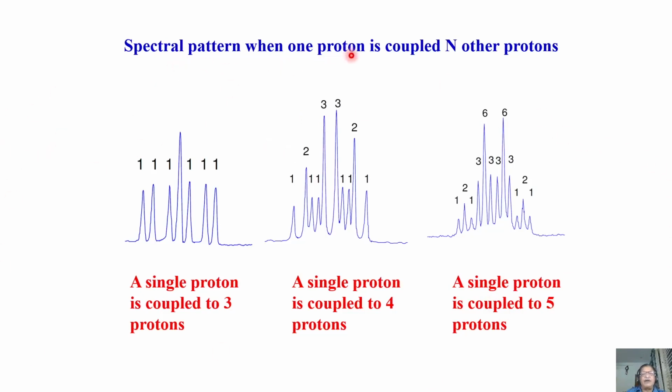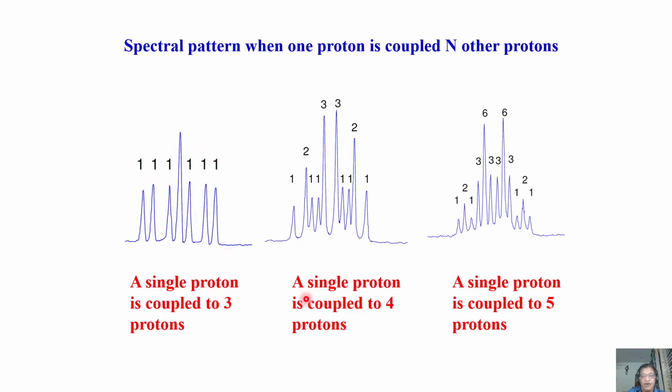The spectral pattern when one proton is coupled to n other protons. For example, one proton is coupled to 3 protons, you get 8 lines, 1, 1, 1, 1 of equal intensity. But here there are 2 overlapped. So there are 8 lines here. This is 1 plus 1, 2 are overlapped.